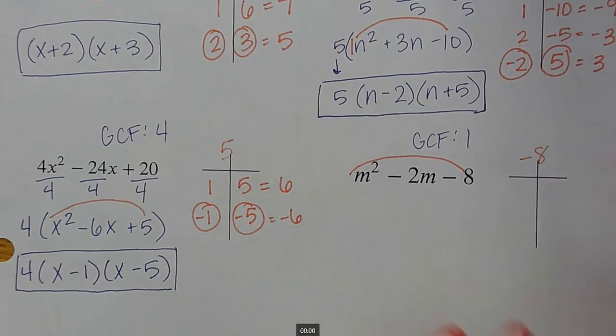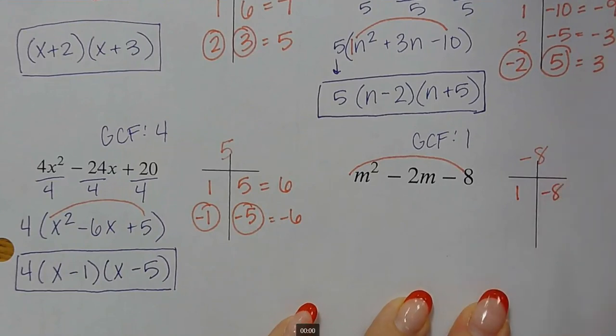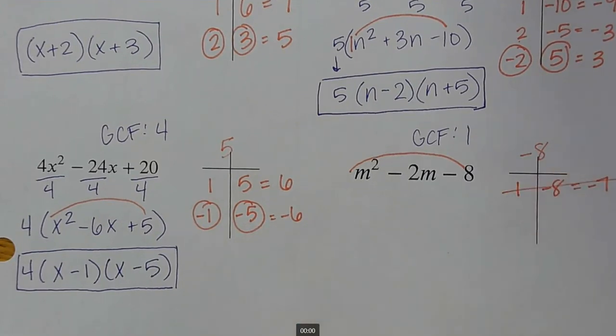And then we look for factors. So 1 times -8 is -8. 1 plus -8 is -7. Is that the b value I'm looking for? No. Okay.